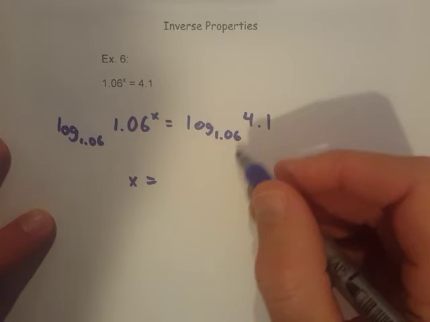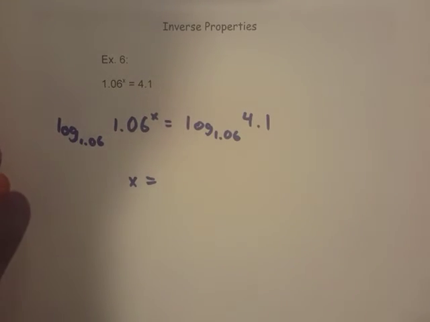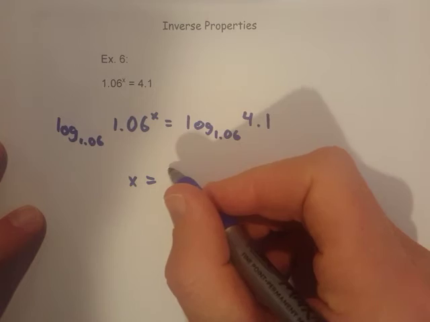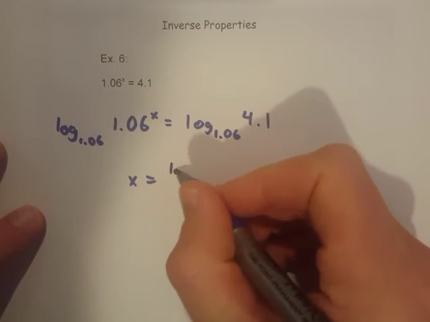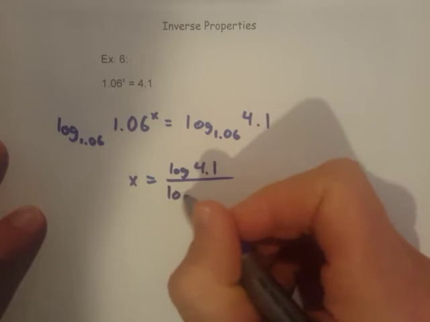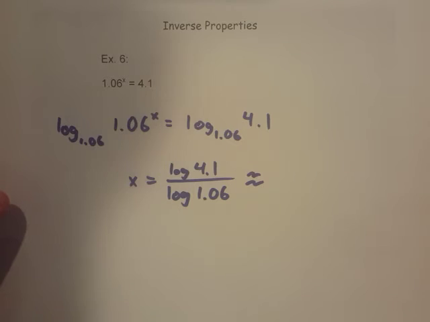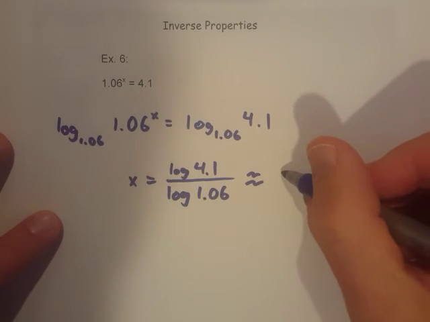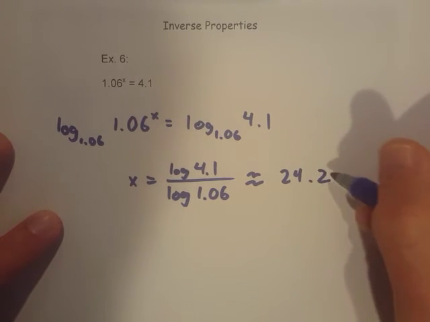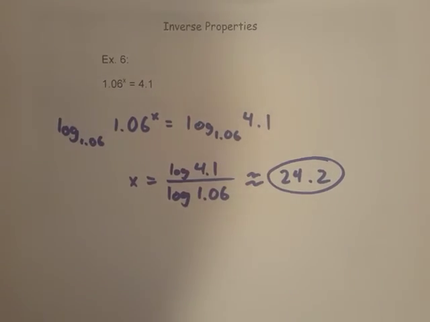Over here, we would probably want to use the change of base formula to get this one, unless your calculator has the capability of doing it more easily. So we're going to do log of 4.1 divided by log of 1.06. That will give us our result for this equation, and it's about 24.2.